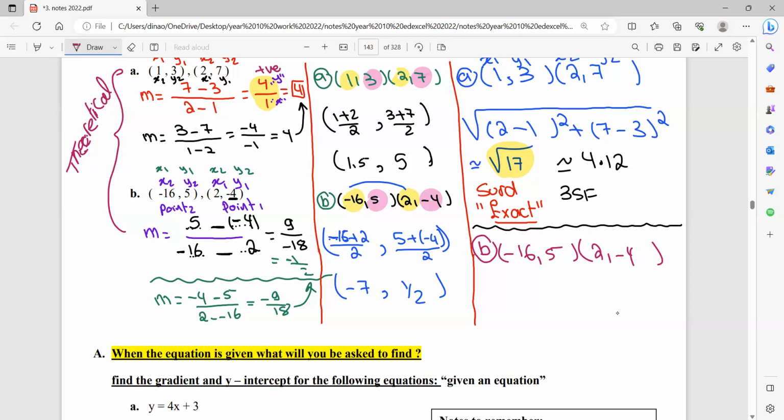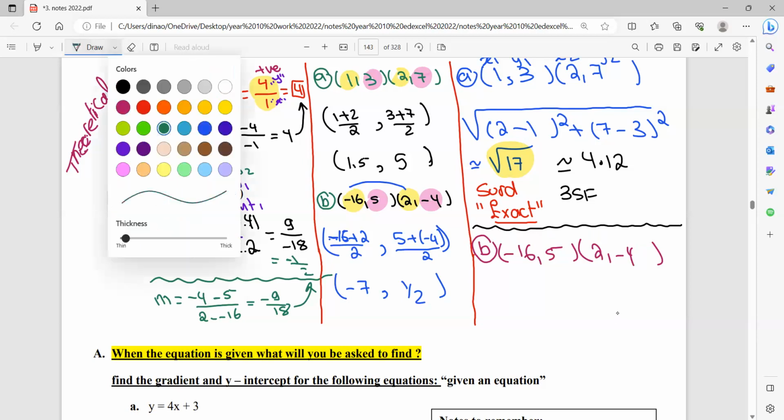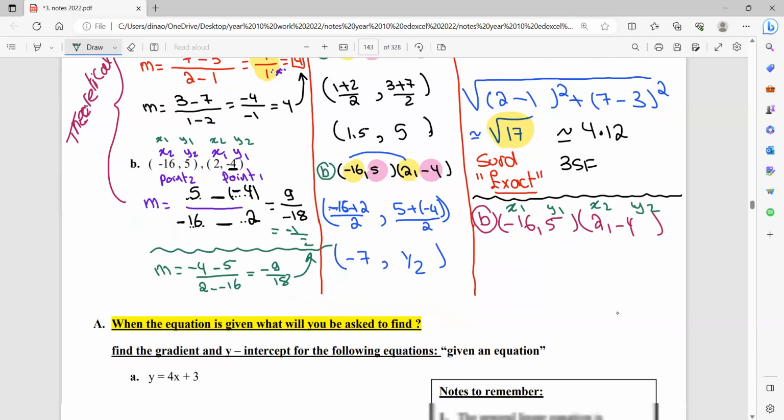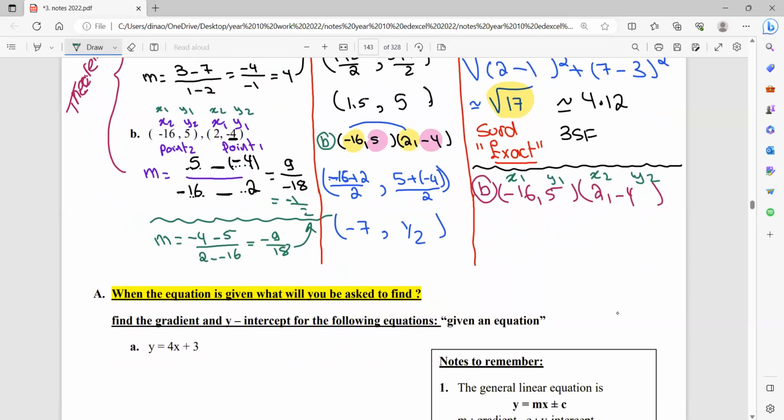But I always feel psychologically comfortable labeling this one here as x1, y1 and this one here as x2 and y2. It's just peace of mind. I feel more comfortable just labeling it this way. You know, this is the first as point 1 and the second as point 2. And then I substitute in the rule immediately.